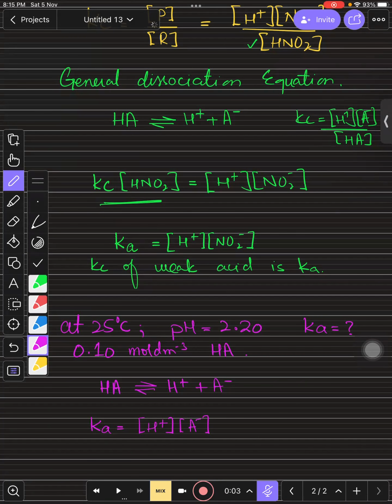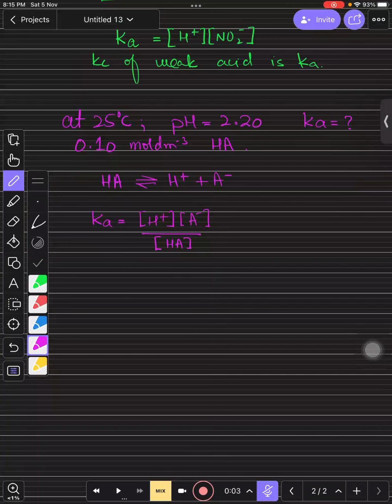And second, even over here, if you want to put the concentration of HA, you can, because it is given and it is constant. You can put it over there as well. But right now we have the concentration of this, but we don't have the concentration of these two. Now, how can we find Ka when we don't have these two values?